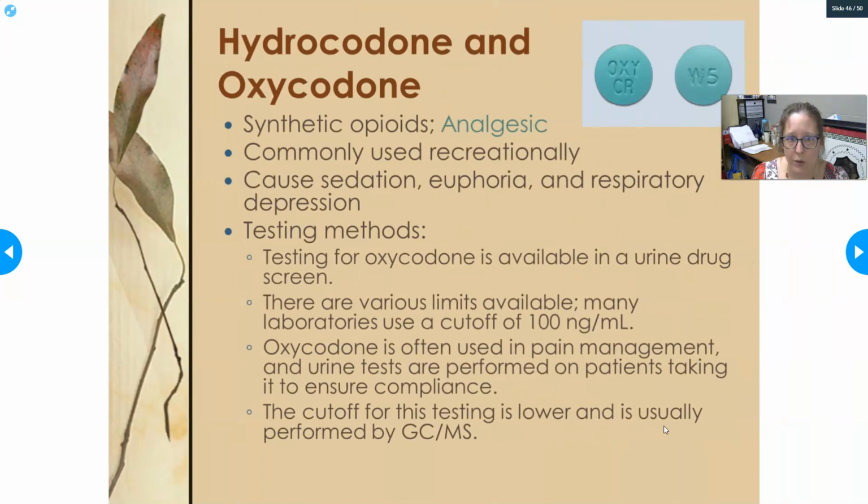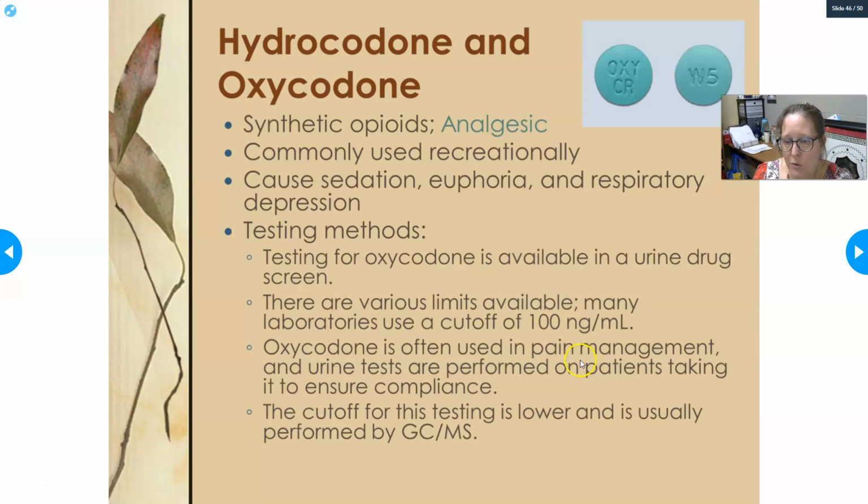Hydrocodone and oxycodone are synthetic opioids. They're also analgesics, again, to control pain. They are commonly used recreationally. They cause sedation, euphoria, and respiratory depression too. The testing for oxycodone is available in a urine drug screen. There are various limits available. Many laboratories use a cutoff of about 100 nanograms per ml.